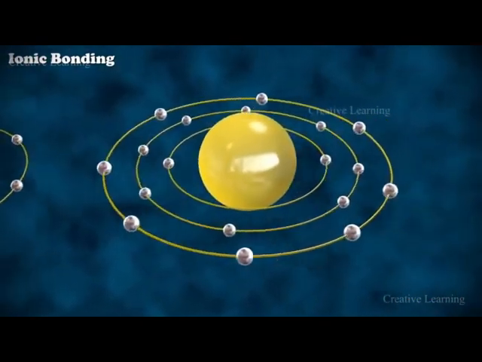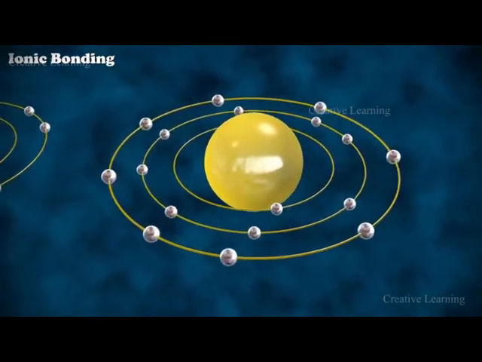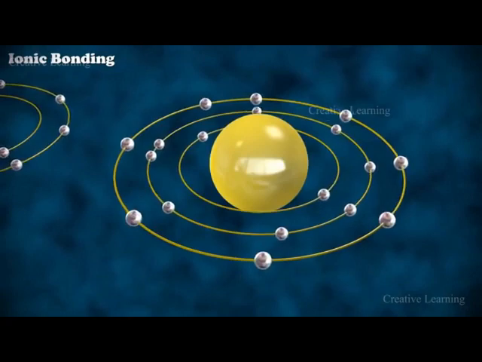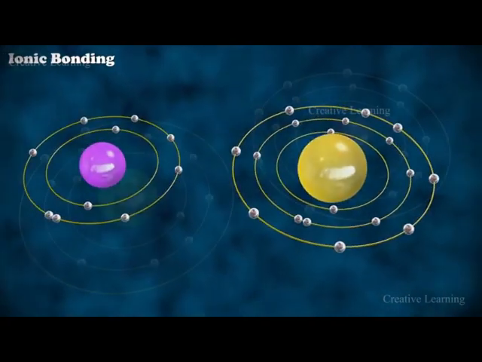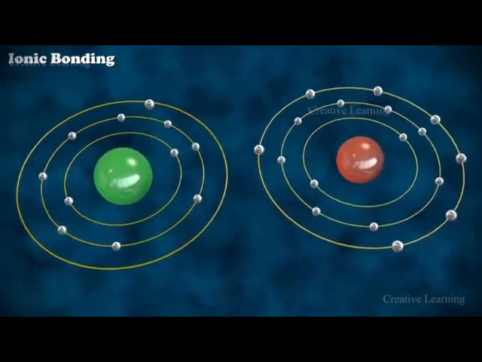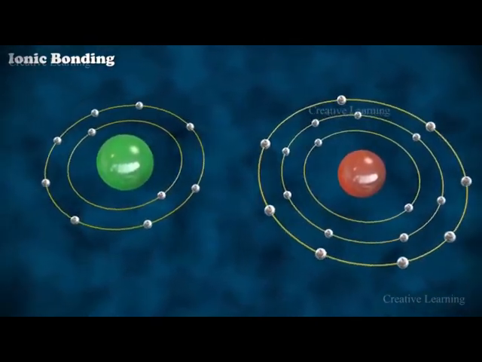Similarly, nonmetals that have close to 8 electrons in their valence shell tend to readily accept electrons to achieve their noble gas configuration. In ionic bonding, more than one electron can be donated or received to satisfy the octet rule.